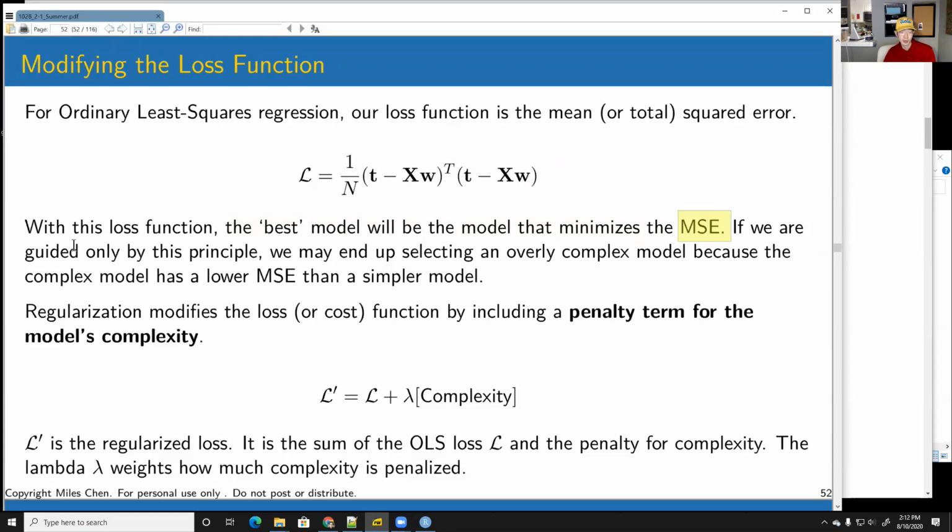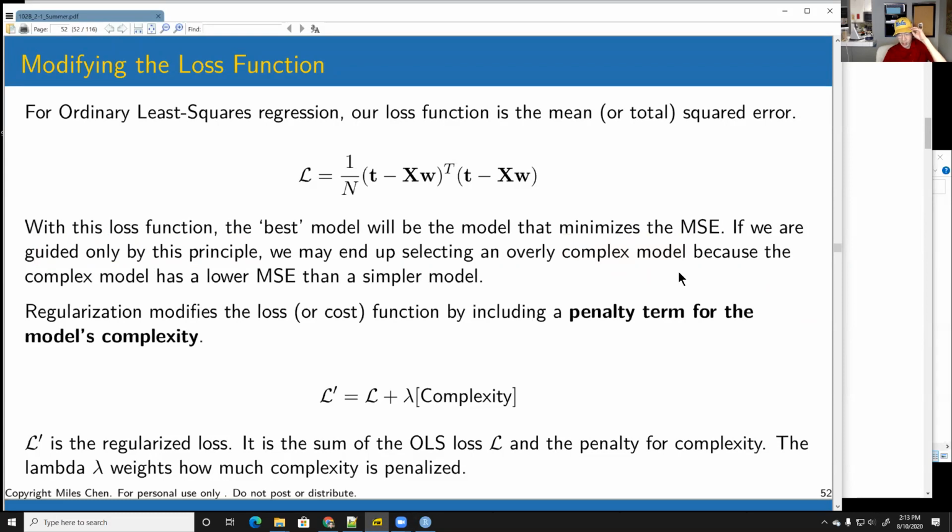And if we're guided by this principle only, if we're just saying, let's minimize the mean squared error, what could happen is that we end up selecting an overly complex model, right? Because in linear regression, if you keep adding more and more terms, you can end up eking out a higher and higher R squared. To predict the price of the house, let's take into account the size of the house, and you keep adding more and more terms, you can eke out a slightly higher R squared and shrink your mean squared error just ever so slightly, right? But you might end up picking an overly complex model, right?